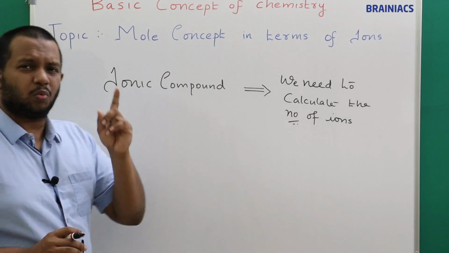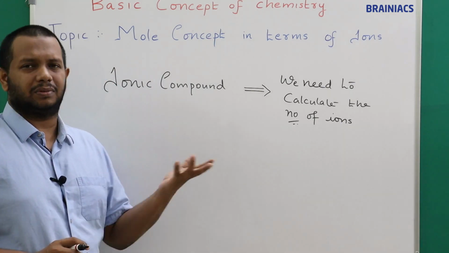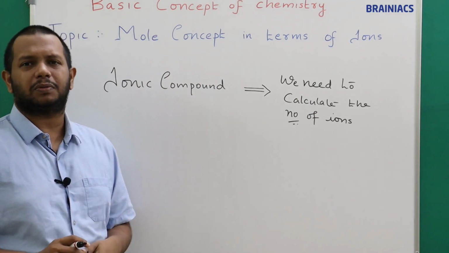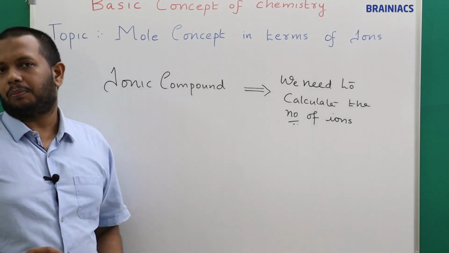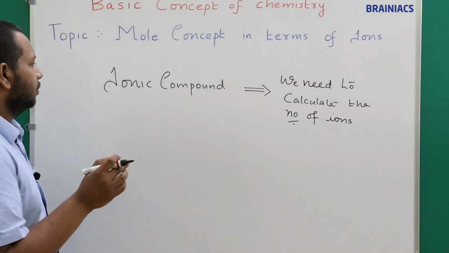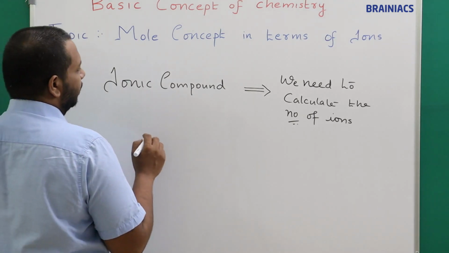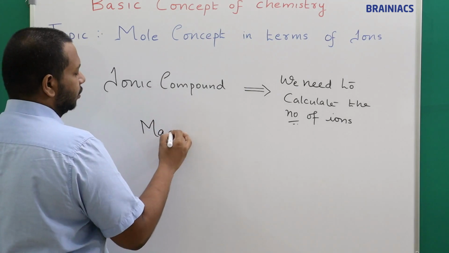So first I will speak about one ionic compound. One means one single molecule, or we can't say molecule, one compound. Then we will talk about 1 mole of that compound. Like that we will go. So it becomes easy for you to understand. So one ionic compound, let me take which one? Magnesium chloride I will take. So MgCl2 I am taking.